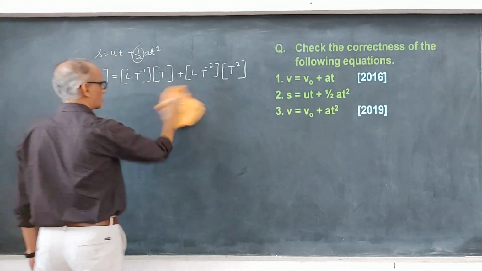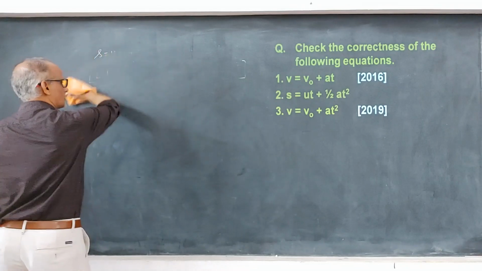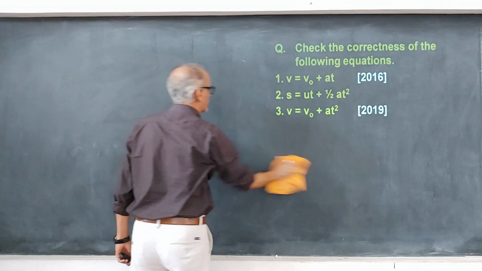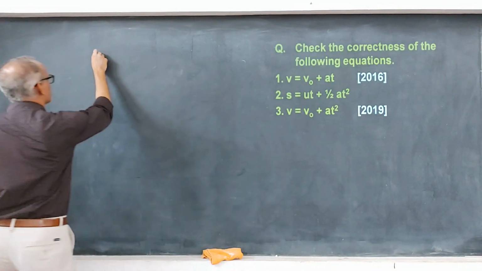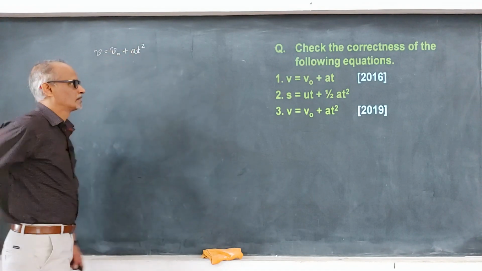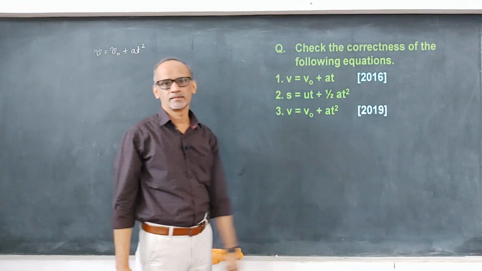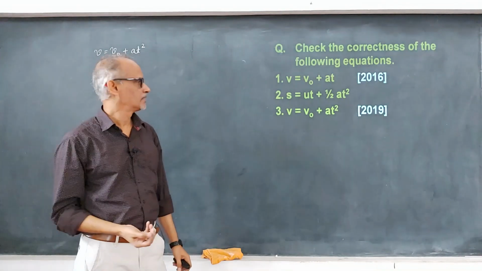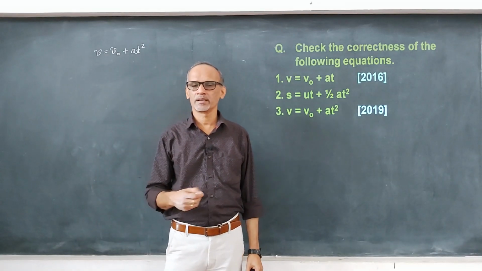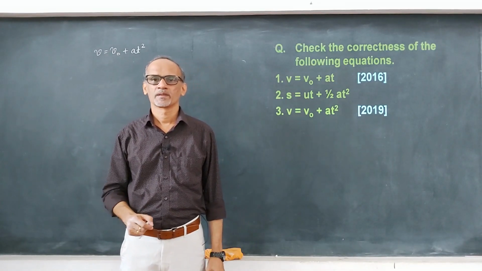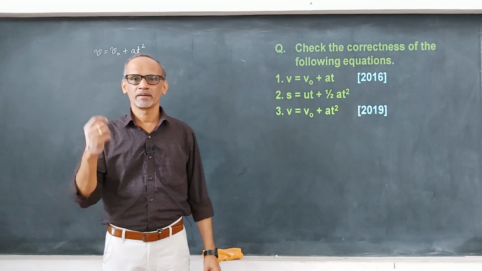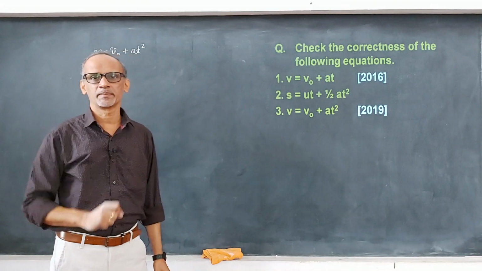Okay. So let's go for one more equation that has appeared in 2019, and the equation given is V is equal to V naught plus AT square. See, V is equal to V naught plus AT, that is the actual equation, we know it already, right? But here V is equal to V naught plus AT square. So what do you think of this equation? Is it correct or is it incorrect? Definitely it is incorrect, because by looking at the equation we can say that. But we have to prove it, right? We can't just write one statement.